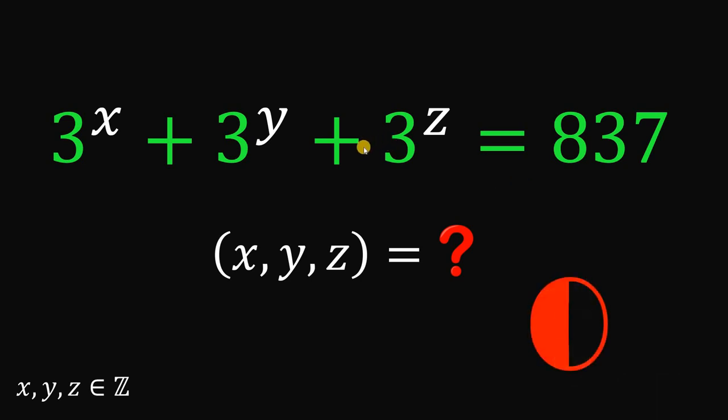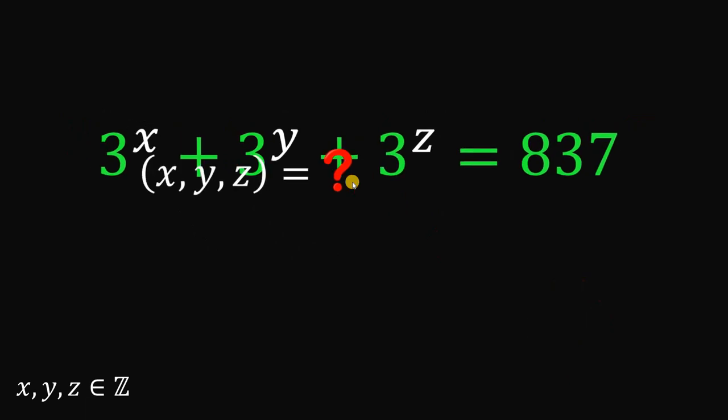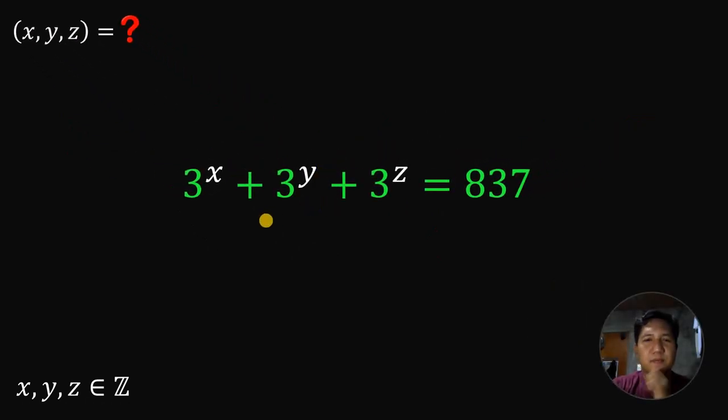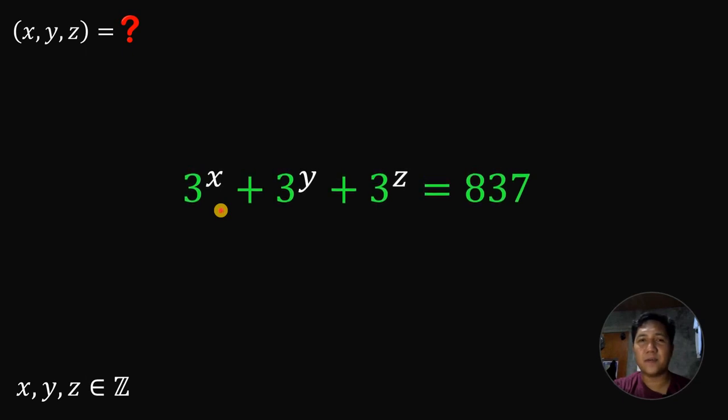And now, let's answer this question together. So, our goal here is to solve for the integer values of x, y, and z that satisfy the equation 3 raised to x plus 3 raised to y plus 3 raised to z equals 837. There are a lot of ways to answer this kind of question, but instead of using an algebraic approach, we will use number bases. Now, why do we choose number bases?